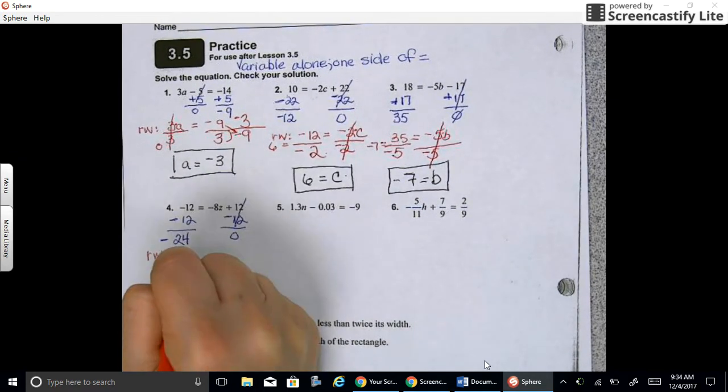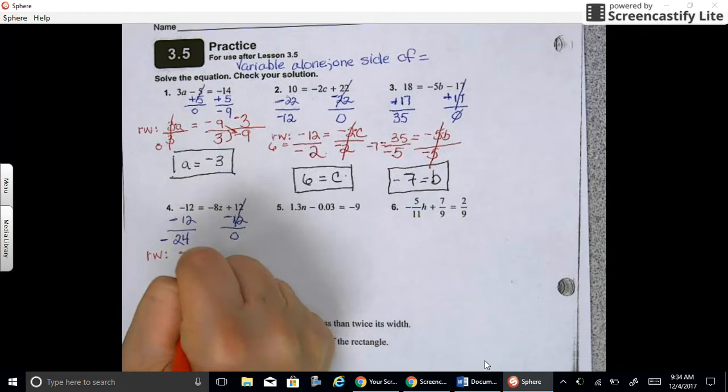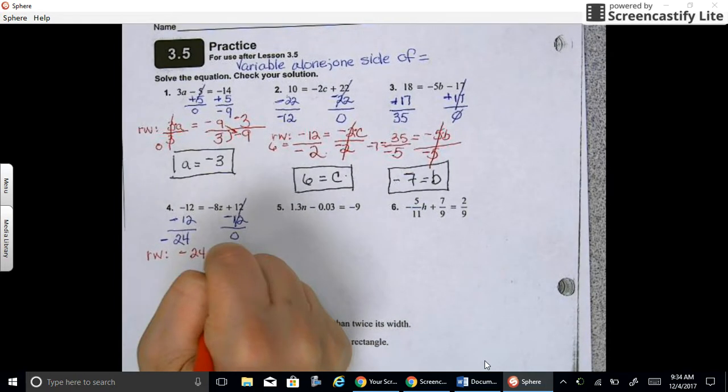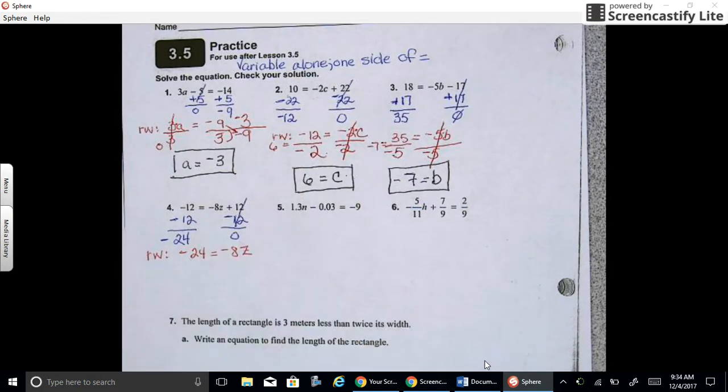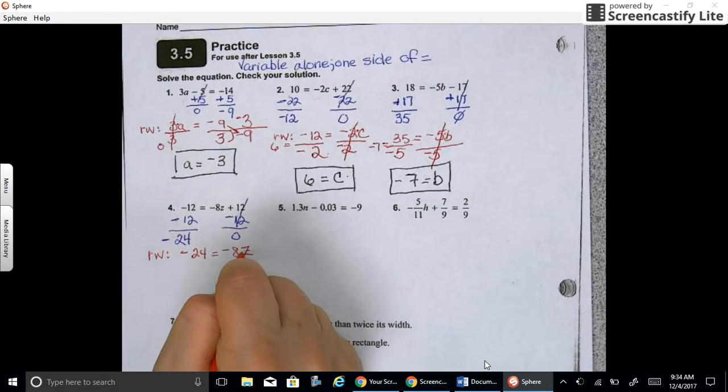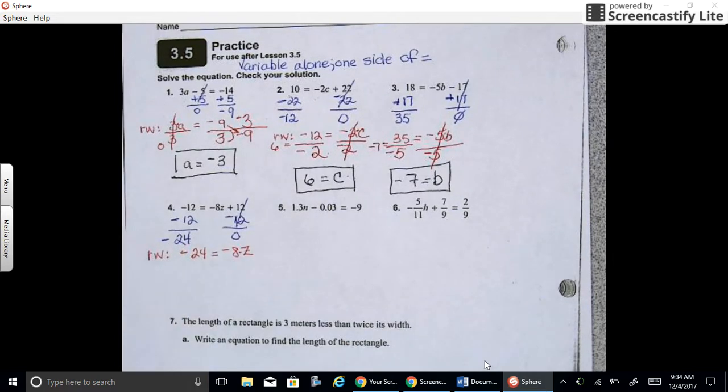And I'll rewrite negative 24 equals negative 8z. So Valeria, that 8z, is that a multiply or divide problem? It's a multiply. Remember that pretend dot is right in the middle. It's almost like if you imagine it, the dot, it's like a glue dot. It just sticks the two things together, right?